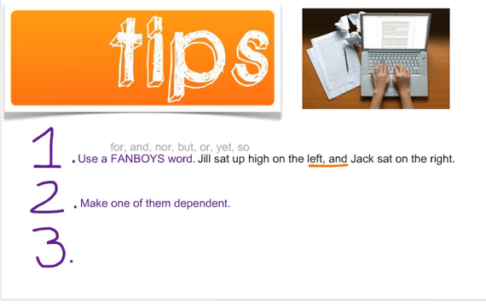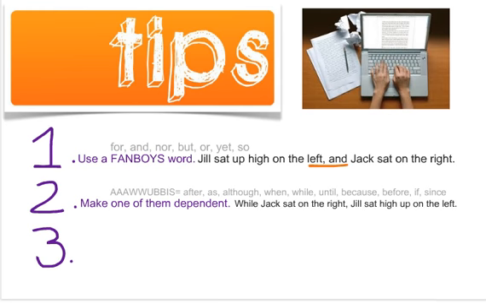Another thing you could do that's a bit tricky but fun is make one of them dependent. This is where alubis might help you, which stands for after, as, although, when, while, until, because, before, if, since. This is just a handful of words that help signal when we're about ready to enter a dependent clause. So you might write, while Jack sat on the right, comma, Jill sat high up on the left.